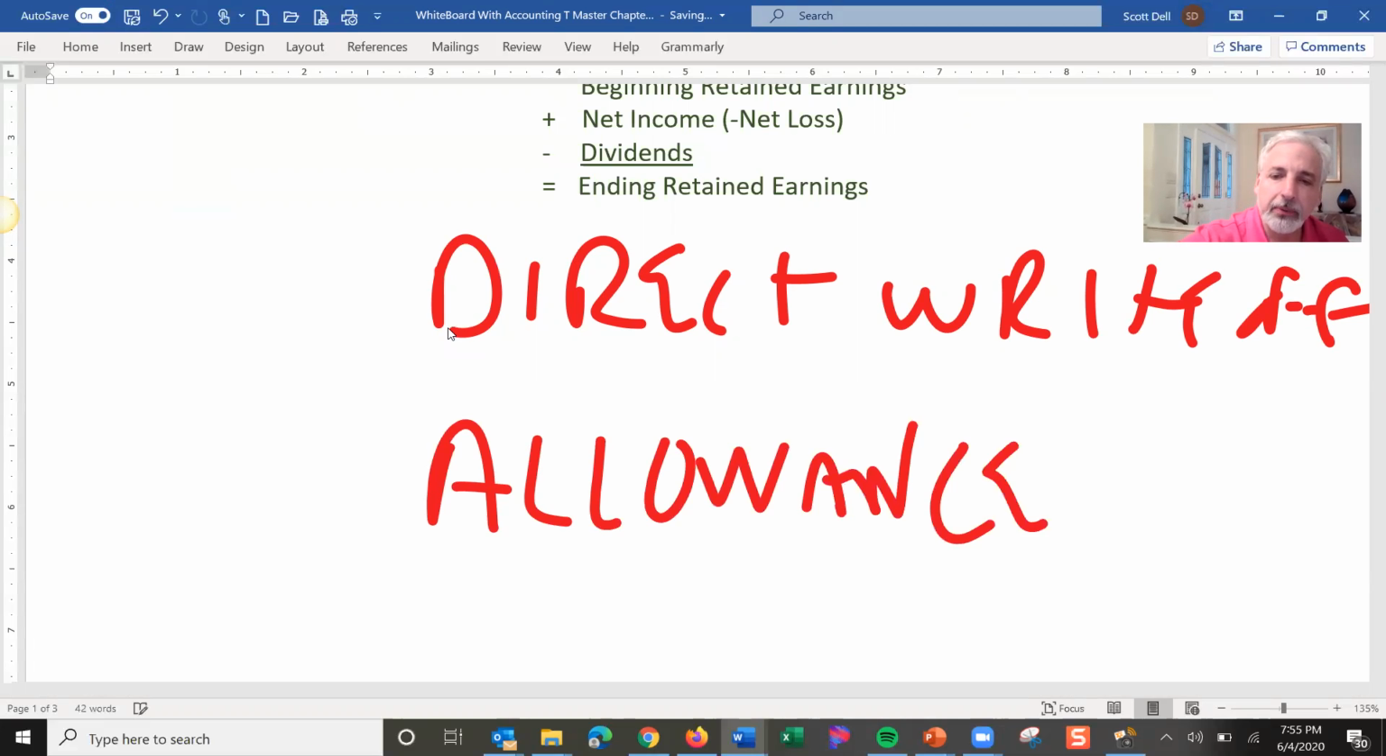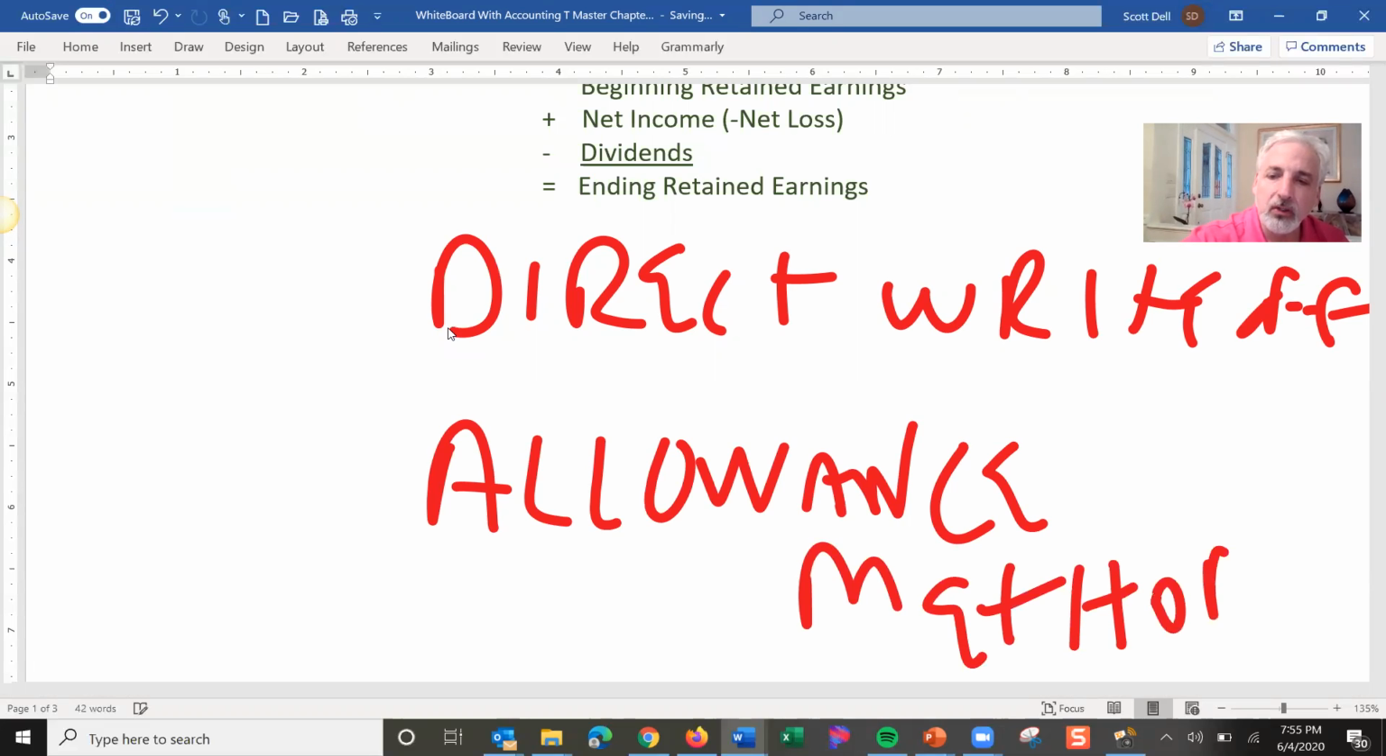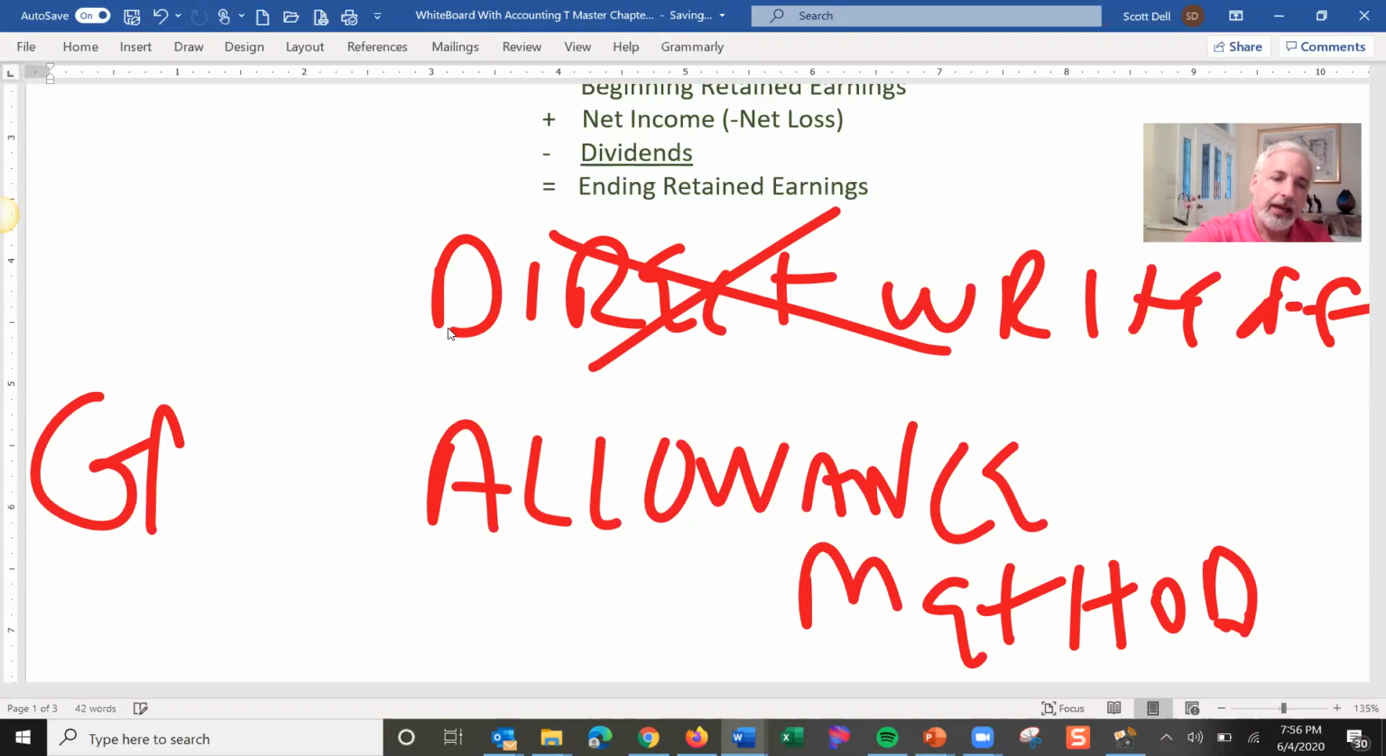One of these is GAAP, and one of these isn't. One of these waits until the customer is found to be unable to pay. Maybe they're out of town, they moved, left no forwarding address. Maybe you'll never see them again. You also have the allowance method, which tells you that we're going to match the time of sale with the time when we don't expect to collect. Direct write-off is not GAAP. The GAAP method is our allowance method.